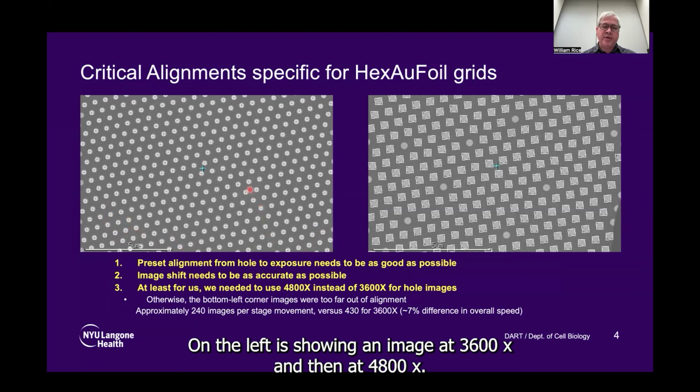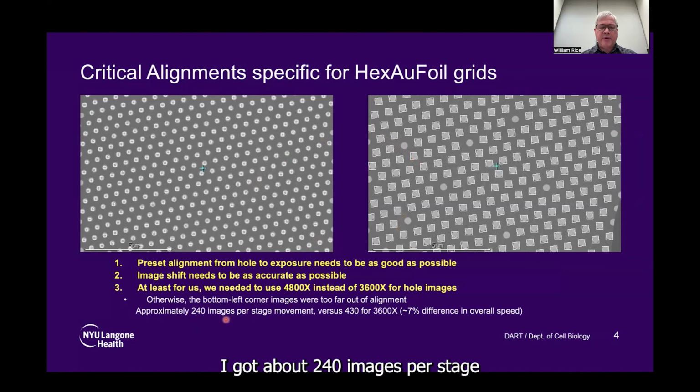On the left is shown an image at 3600x and then at 4800x. I got around 240 images per stage movement at 4800x versus 430 for 3600x. And overall, in terms of throughput, this was about a 7% difference, so not really that significant.